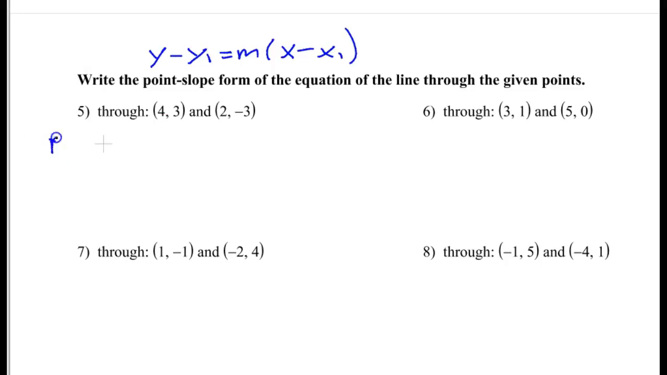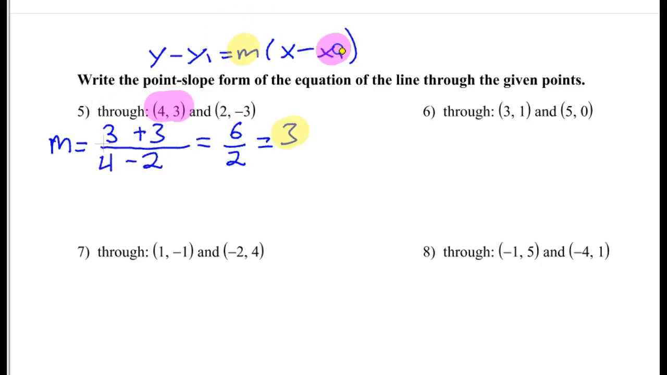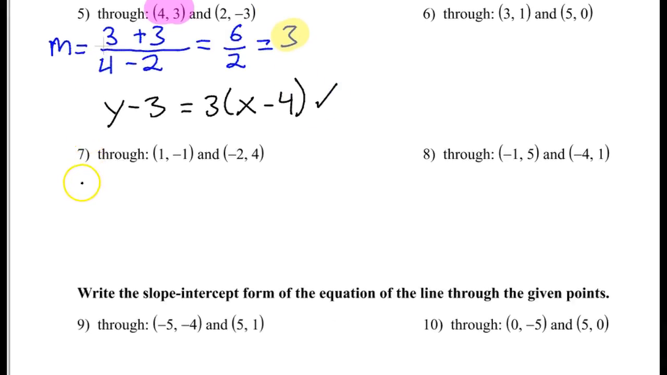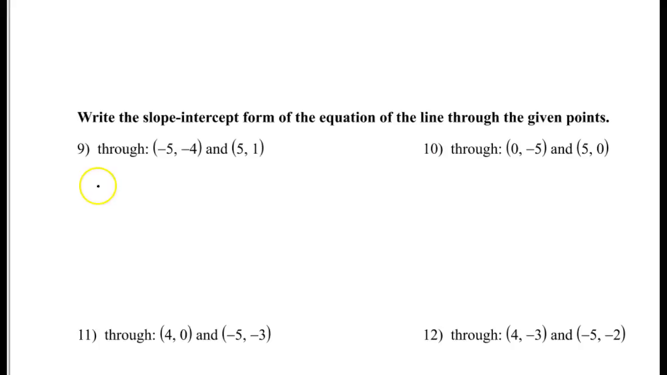So we need to get the slope. Okay. And we'll have 3 plus 3, 4 minus negative 2, 6 over 2, which is 3. And then we can pick either one. So I'll use this, put them there, and I'll use this one for the x and y. Point slope. Done. And down here it says to actually go to slope intercept form.